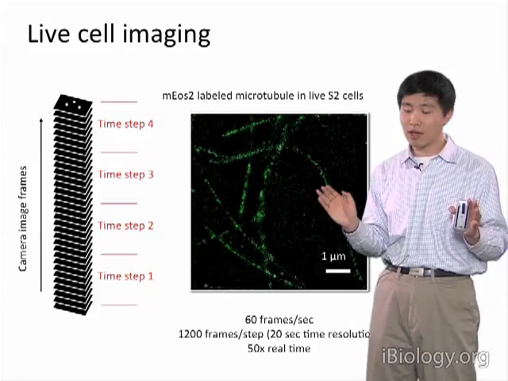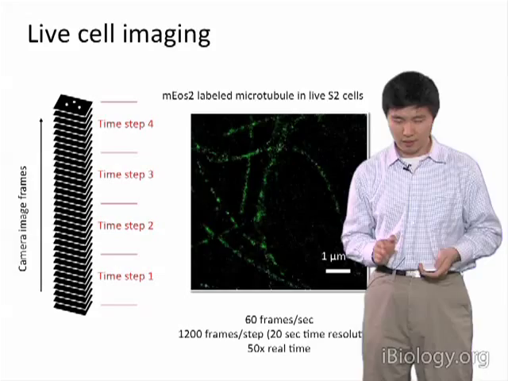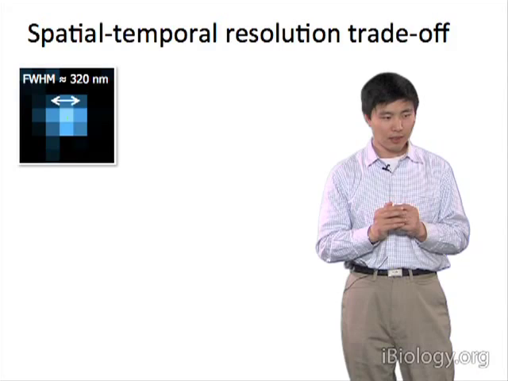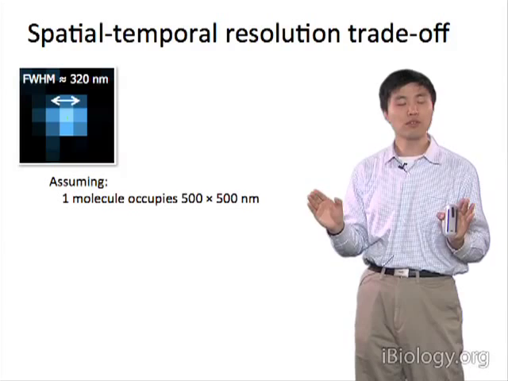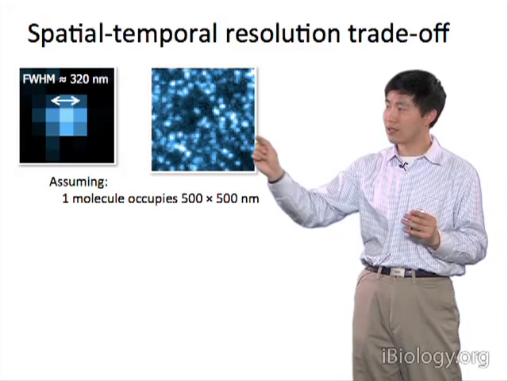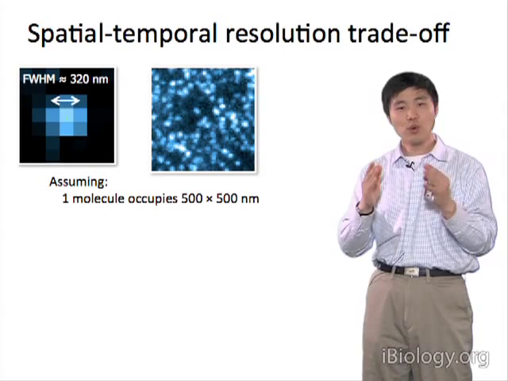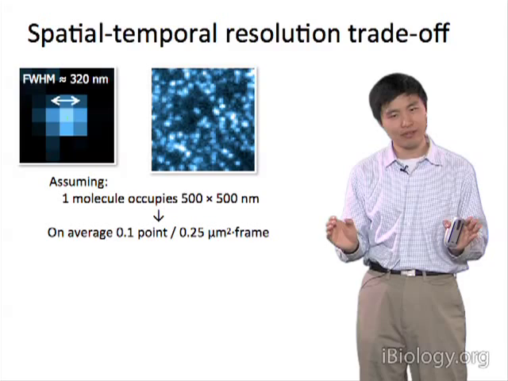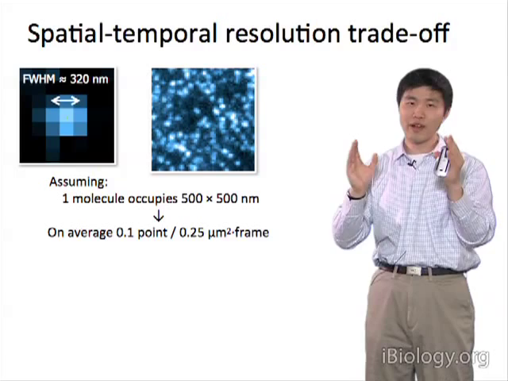But what's limiting this time resolution? Let's do some very simple calculation. So here's our single molecule image with a full width at half maximum of 320 nanometers. And that's pretty safe. We assume that one molecule is going to occupy this 500 by 500 nanometer box. We don't want the density to be too high, because if it's as high as this, you cannot do single molecule localization. And because the switching is completely random, we want to minimize the probability of two molecules overlapping. So in practice, we can have on average 0.1 molecules switched on in this 0.25 square micrometer box in every camera frame.